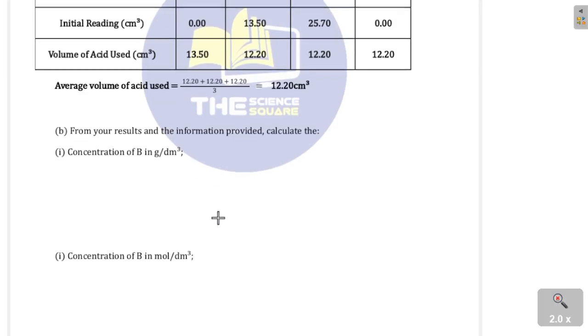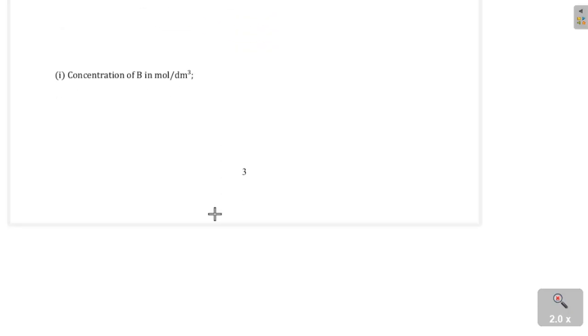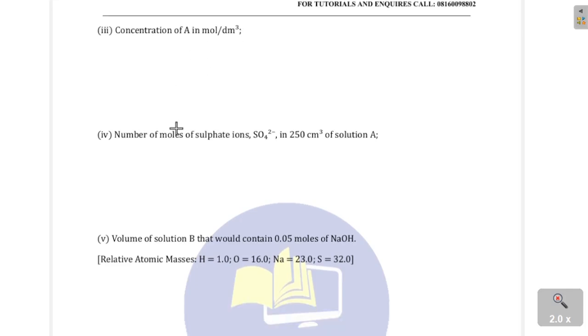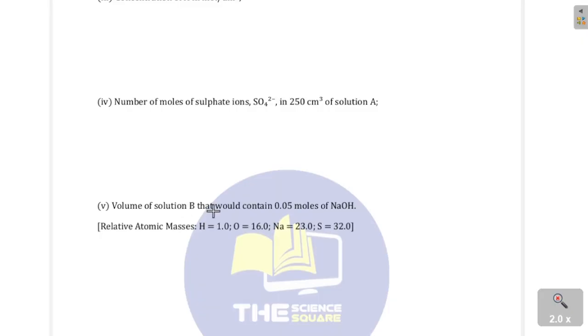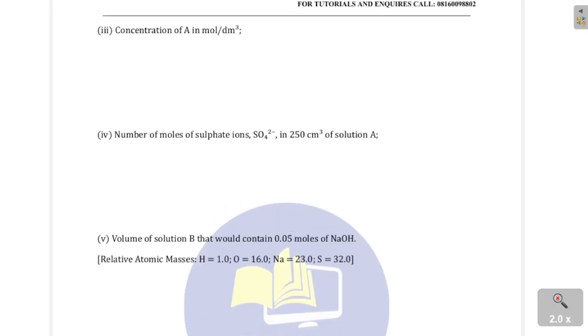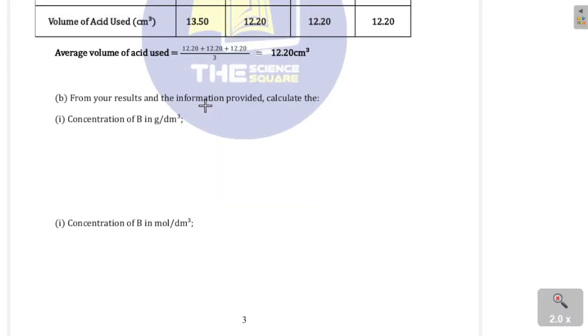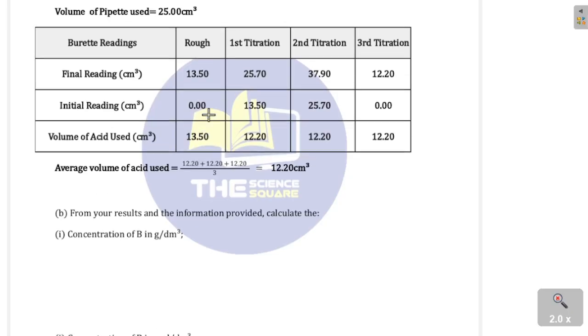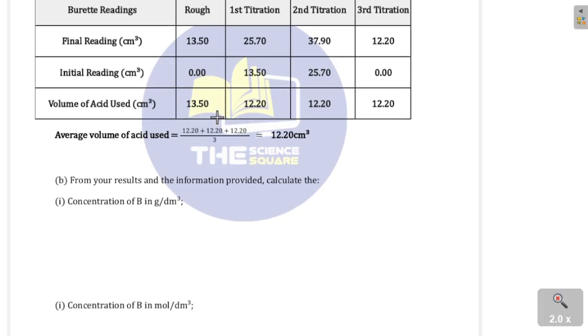Our ultimate goal is to solve questions around this, and in this video we'll be solving questions on calculation: how to calculate the concentration of B in gram per dm cube, concentration of B in moles per dm cube, and concentration of A in moles per dm cube, then the number of moles of sulfate, that is SO4 2 minus, in 250 cm cube of A. Finally, we'll calculate the volume of solution B that would contain 0.05 mole of sodium hydroxide. I'm going to take you through each step on how to achieve this calculation. In another video, I will show you a typical marking scheme, the way WAEC is going to mark your exam. So let's go on with the calculation.